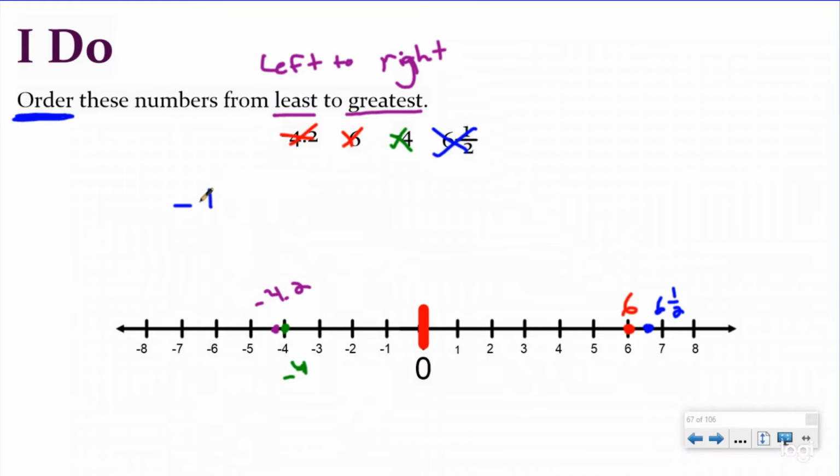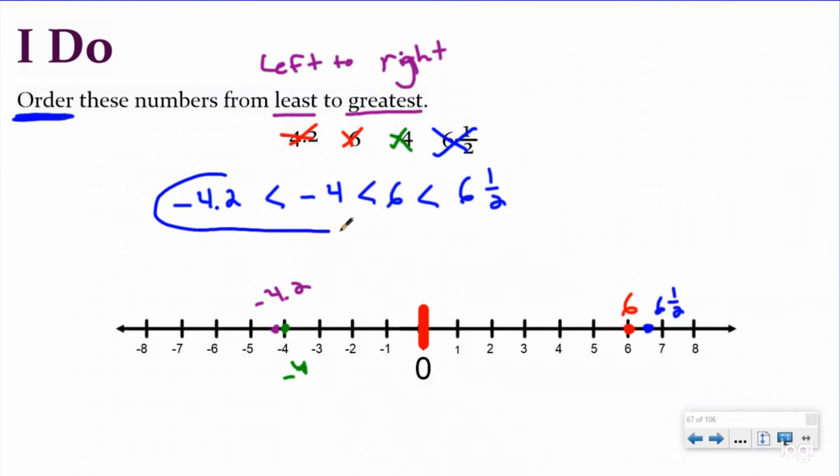So I'll be doing -4 and 2/10 is less than, my next one would be -4, right? And that's going to be less than +6 was my next one. And then my last one, the biggest one, the furthest to the right, was 6 1/2. So I've compared these using my number line. And that's all we're doing today.